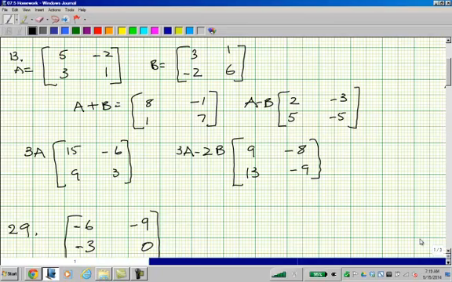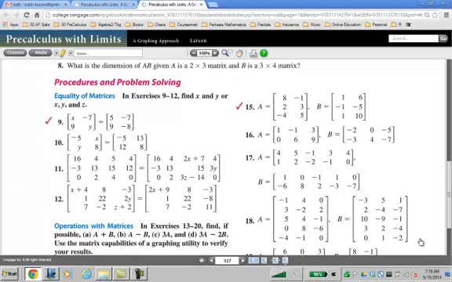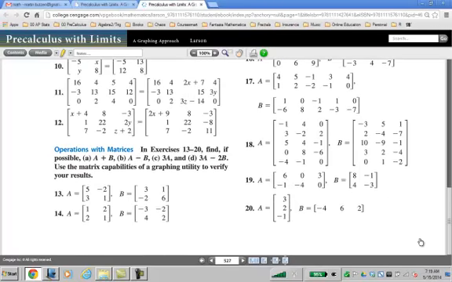13, let's look at that. All we're doing, we've got a bunch of operations here: adding matrix A to matrix B, subtracting B from A, and then 3 times A, and then 3A minus 2B. Now this is, again, really simple.